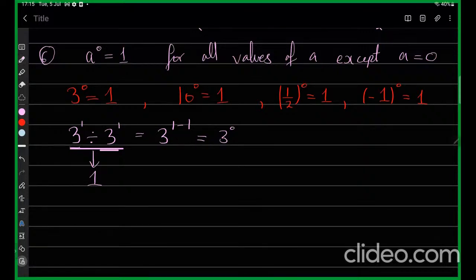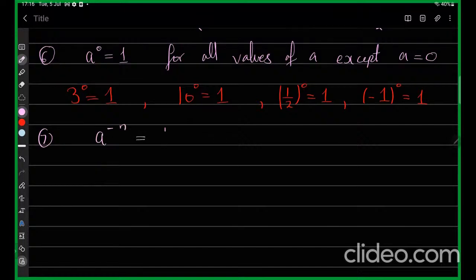All right, let me just erase this. Okay, let's talk about the seventh one now. The seventh one is basically for negative indices, or you can think about it as negative power. It says a power negative n is basically equal to 1 by a power n. And you can also think about it as, if you have 1 by a power minus n, you can write it as a power n. I'll explain this, don't worry.